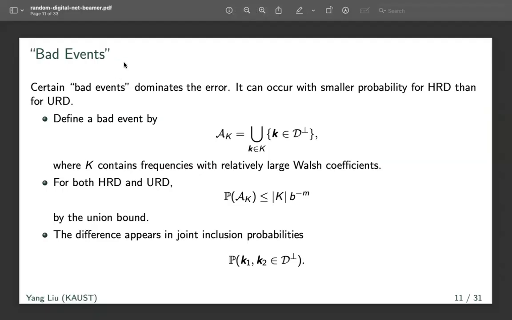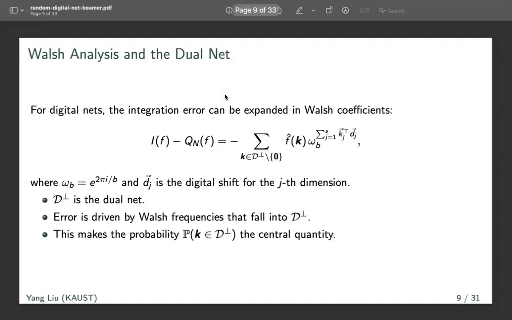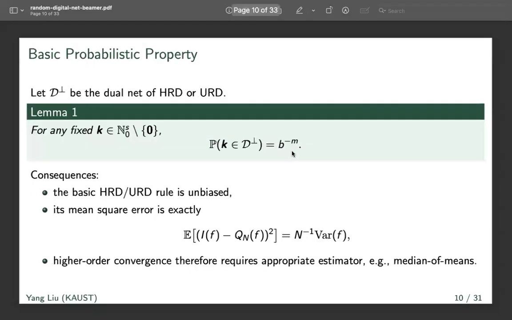Why we are using the median of means is that we know that in scrambled digital nets, there are certain events, which we call the bad event, that dominate the error. As we mentioned earlier, the error is driven by the Walsh coefficients that belong to this dual net. So there are some frequencies that may have a larger contribution to this error.